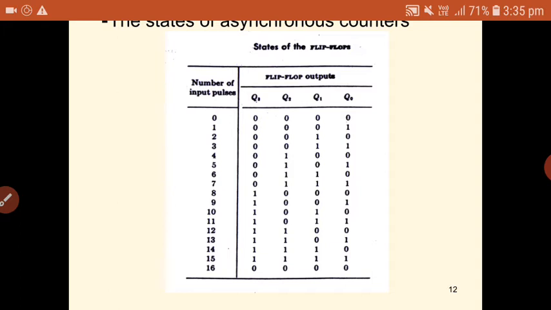You can also call this truth table a state diagram. Truth table also called the state diagram for the ripple counter.